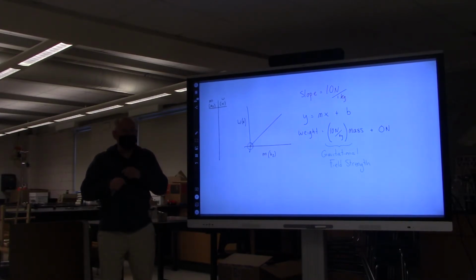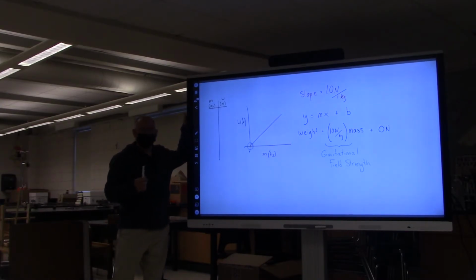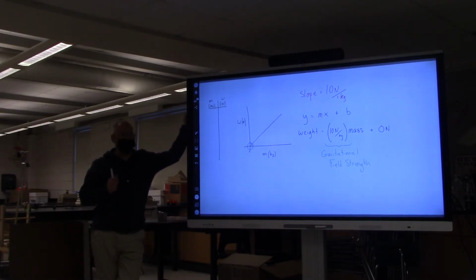If you go someplace else, guess what? It's different. On Mars, it's about 4 newtons per kilogram. On the Moon, it's only 1.6 newtons per kilogram. What's the planet with the most gravity? On Jupiter, it's 25 newtons per kilogram. That's a lot. If you were holding a box on Earth that weighed 10 pounds, on Jupiter it feels like it weighs 25 pounds. But if you take that same box to the Moon, it only weighs 1.6 pounds.